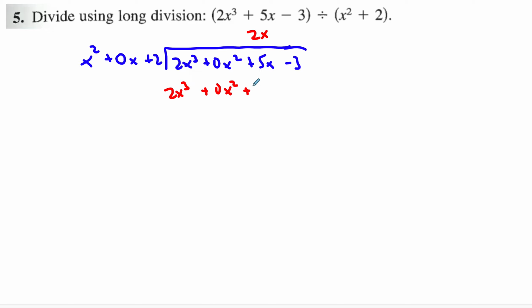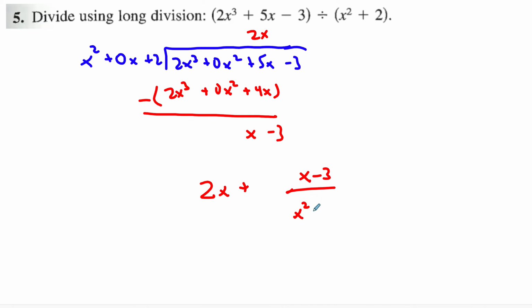2x times 2 is 4x. And you subtract the whole mess. Gone, gone, x minus 3. X squared does not go into x at all. So the actual solution of this divided by this is 2x plus the remainder over what you're dividing by, the quotient. So that would be a good final answer.